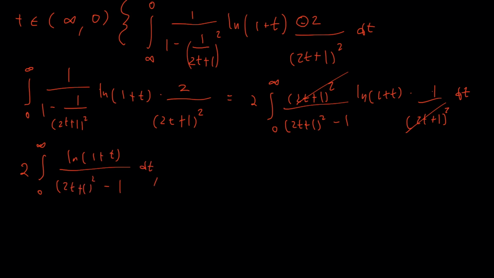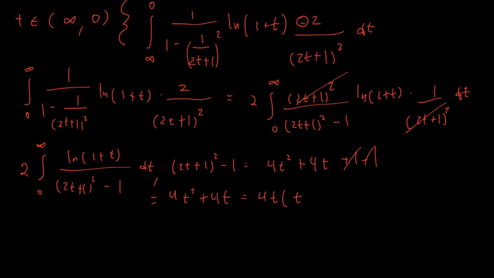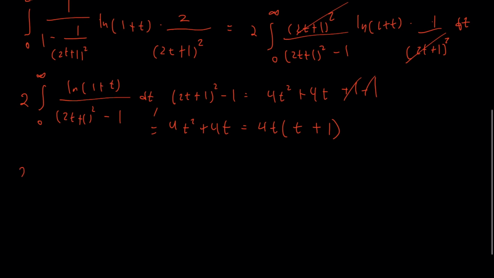And we can actually simplify this denominator. (2t plus 1) squared minus 1 is the same thing as 4t squared plus 4t plus 1 minus 1, but these cancel. So we have a 4t squared plus 4t. We could factor out a 4t. We have a 4t times (t plus 1). So we can rewrite this as twice the integral from 0 to infinity, the natural log of 1 plus t, divided by 4t times (t plus 1) dt.